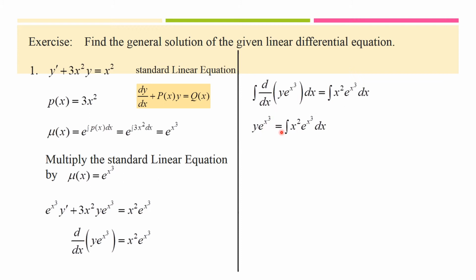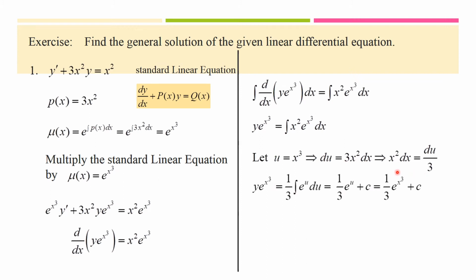And on the right side, we need to evaluate the integration of x squared e to the power of x cubed with respect to x using the technique of substitution, where we let u equal x cubed, and therefore du will be 3x squared dx. This implies that x squared dx is du over 3. Now apply the appropriate substitution.